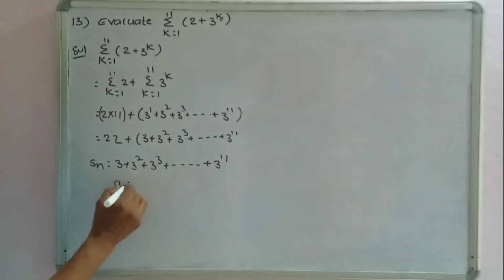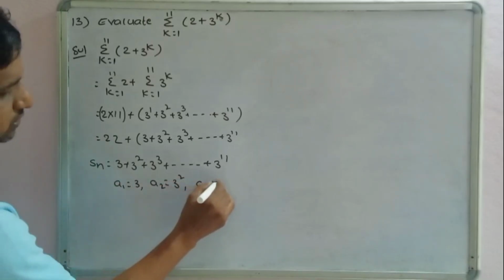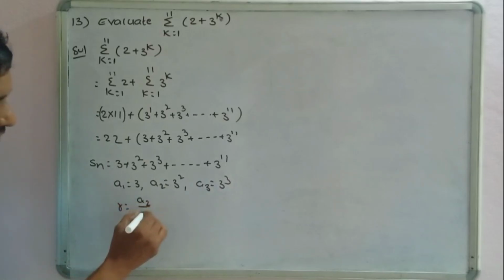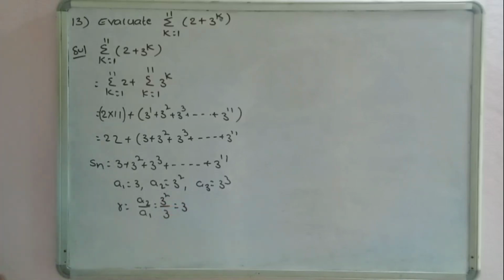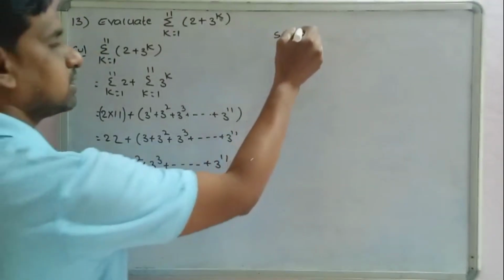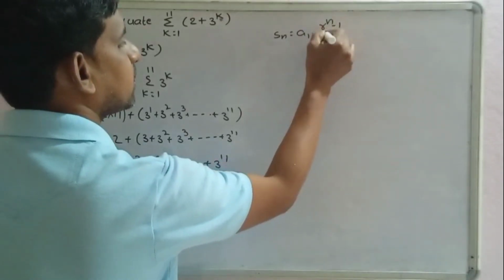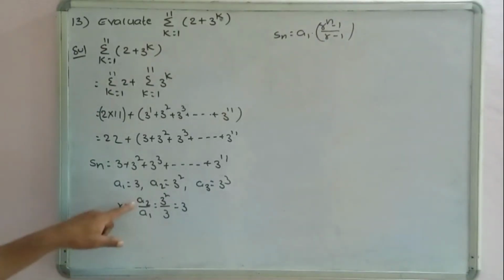Here a1 equals 3, a2 equals 3 square, a3 equals 3 power 3. So this is the common ratio: a2 by a1 equals 3 square by 3, so the value is 3. Now Sn equals, what is the formula? Sn equals a1 times r power n minus 1 by r minus 1. Here a1 is 3.